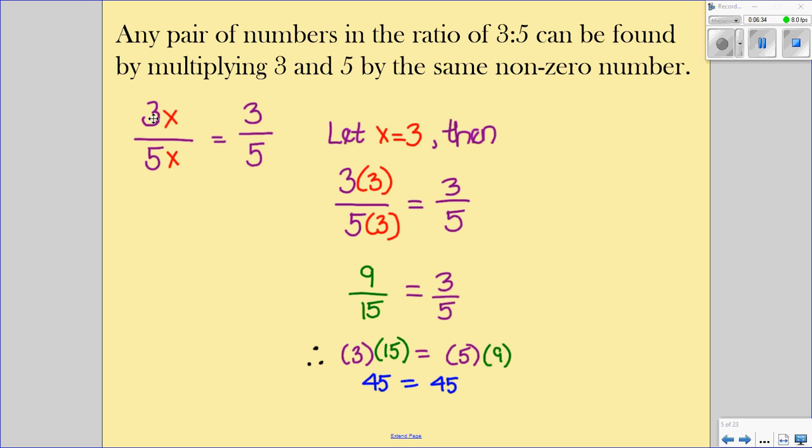So I'm trying to show that 3 times whatever number I choose and 5 times the same number I chose for 3x is equal to the ratio of 3 over 5. So I said that I let x equals 3. So now wherever the x is, I put 3, multiply 3 to this ratio, and then I got 9 over 15. So that means this 9 over 15 is in proportion to 3 over 5. And as you can see, I did the cross multiplying and I got 45 equal 45, showing me that this is in proportion.